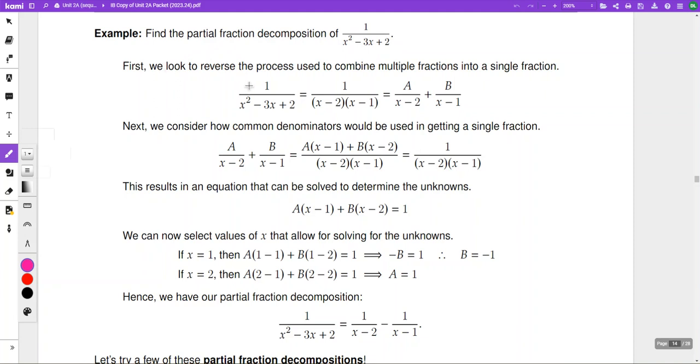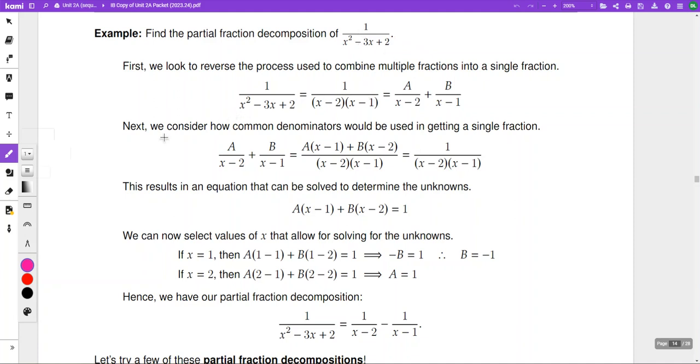Then really what we're trying to do is reverse the process used to combine multiple fractions into a single fraction, right? So if we have 1 over x squared minus 3x plus 2, we could think about, well, what are the factors of the denominator, right? And the factors of the denominator are x minus 2 and x minus 1. So really we can say, hey, what were the two expressions, what were the two fractions that we combined to a single fraction to get 1 over x squared minus 3x plus 2?